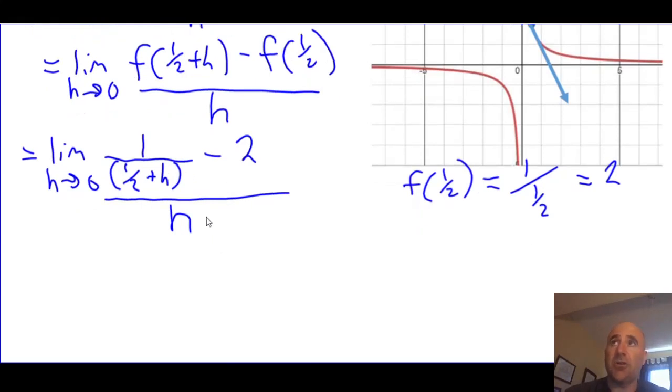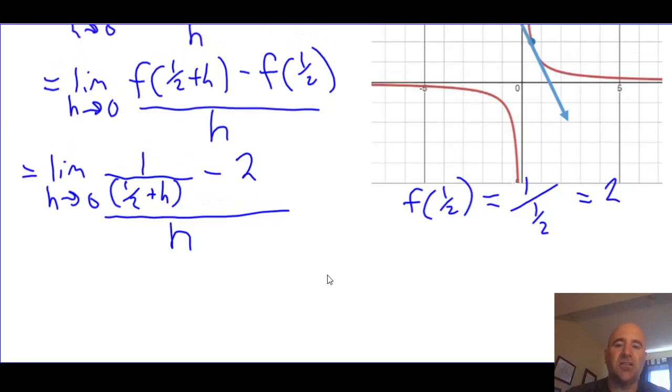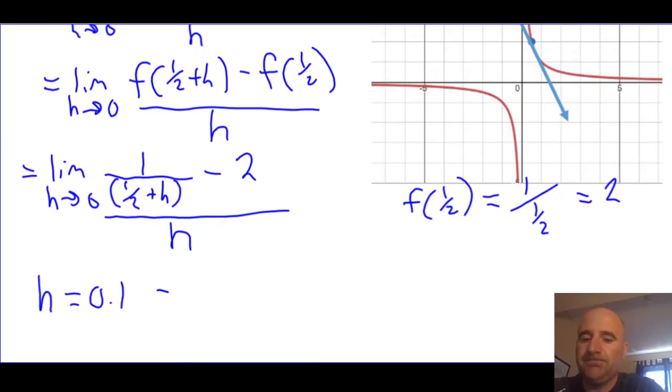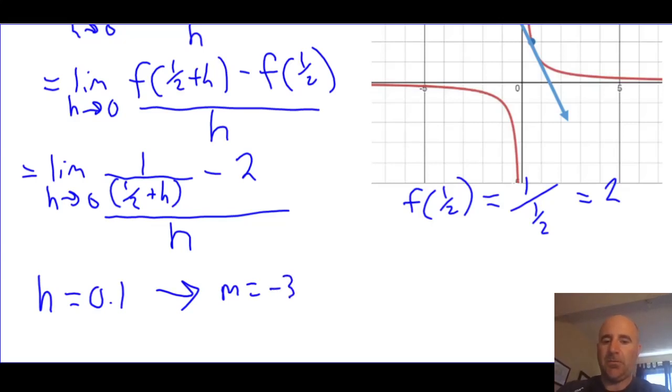Like I said, later on, we're going to look at how we can do this algebraically. We don't need to do it by subbing in a small value. But for now, just so we understand the process, let's try some small values. So I'm going to start with h equals 0.1. What do I get? I get m equals negative 3.33.